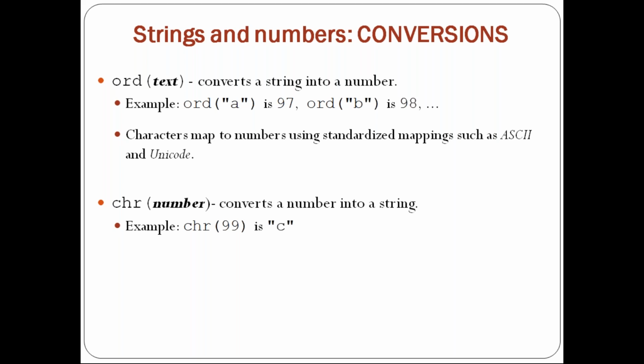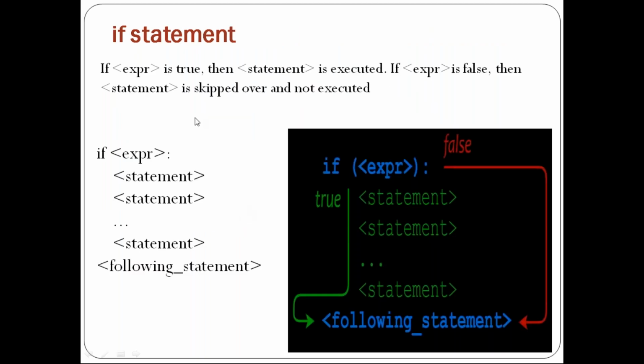And we can do the conversion of a character into an integer and an integer into a character by using the ORD and CHR functions. The ORD function will do the conversion of a character into a number, and the CHR function will do the conversion of a number into a character. Okay. And now let's go for conditional statements.